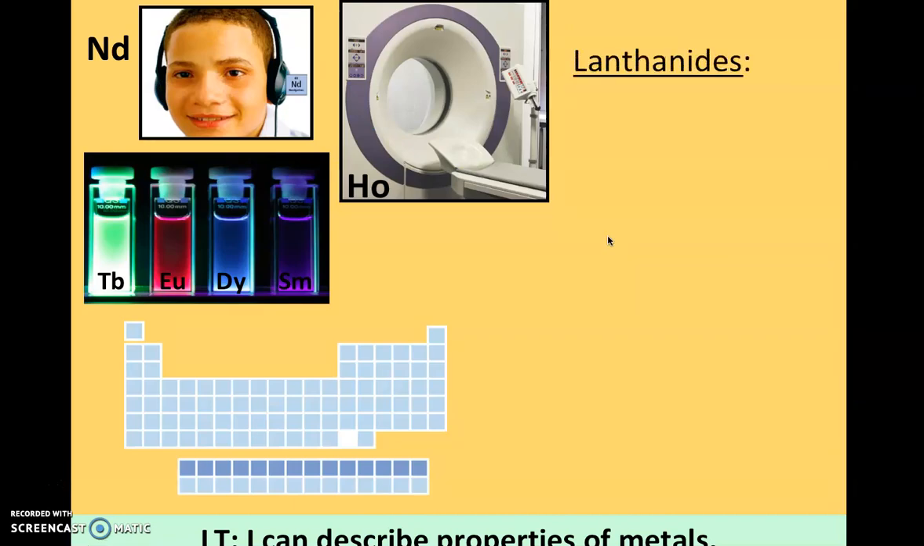Our next group are the lanthanides. So if you look at the very bottom of the periodic table, we have these two groups that are separated from the rest of the periodic table. And these are the lanthanides in this darker blue and the actinides at the bottom here.